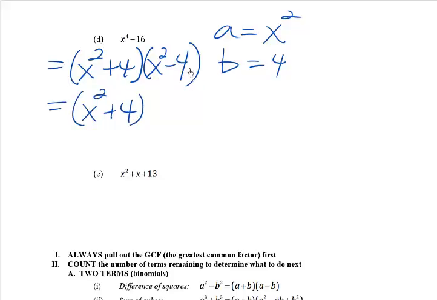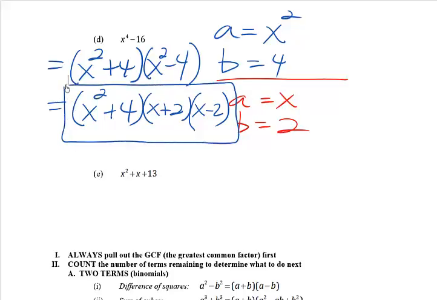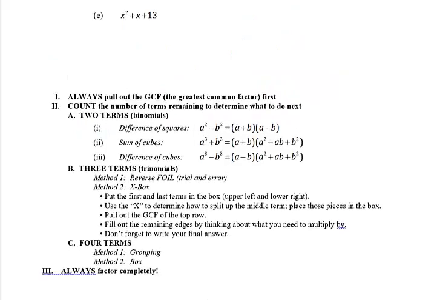However, the second guy also has those 2 perfect squares, and it has a minus sign in the middle. The second guy is another example of difference of squares. In this case, the a would be an x, because x times x is x squared, and the b would be a 2, because 2 times 2 is 4. So I can continue to factor this second piece, again following that same pattern. I would get x plus 2 and x minus 2. That would be as far as I can take this one, and so here would be the final answer to the problem. Finally, let's look down here at letter E, another trinomial.